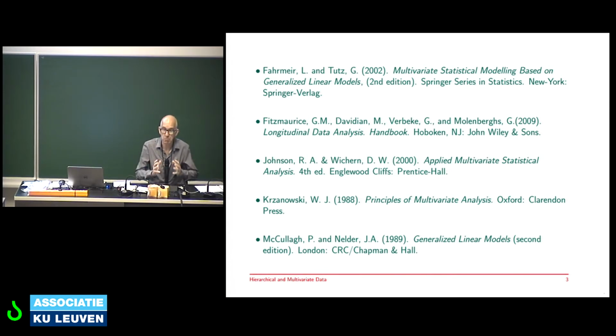So it's complete, but it's not deep in every aspect of those models. Fitzmaurice, Davidian, Verbeke, and Molenberghs is a book dealing with longitudinal data, but more at a research level.